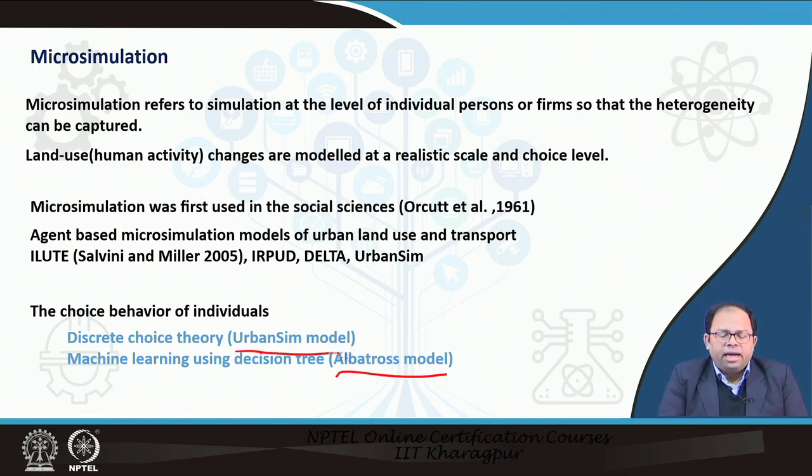So we are gradually moving into the domain of machine learning to predict choices as well. Both discrete choice and machine learning approaches are used, and we already have different model systems following these approaches, of course incorporating microsimulation, which refers to the decision of individual persons or farms for every choice that they make in an urban area, and that results in the overall urban land use structure and form.